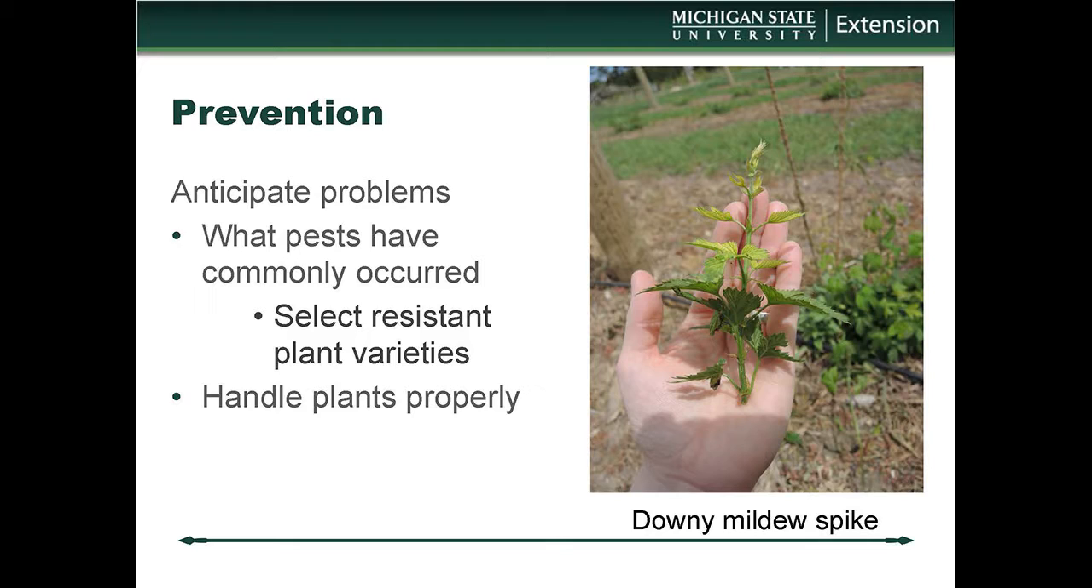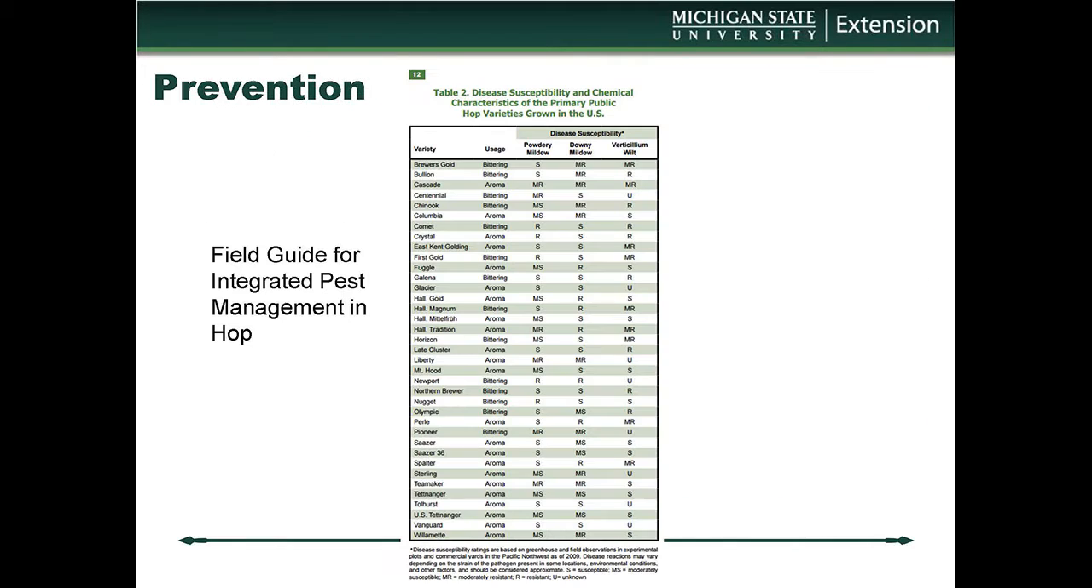Prevention includes anticipating problems, so what pests have commonly occurred on a site. And in some cases, we can select resistant varieties. So this is a vine that's got symptoms of downy mildew. It's kind of stunted and chlorotic. And the field guide that you picked up today has this table that shows disease susceptibility in a number of common varieties. And it's pretty interesting because this, of course, was developed off of susceptibility information in the Pacific Northwest, but it's very reflective of what I see in the field in Michigan.